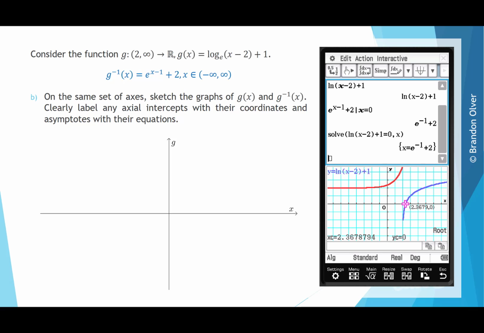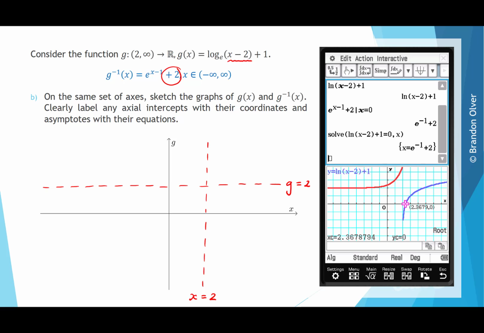So now that we've seen the sketch of the graph on the CAS calculator, we now need to transfer that onto our set of axes. And one of the things the calculator didn't help us find was the asymptotes. So we have a vertical asymptote here at x equals 2, and we know that due to the x minus 2 that's in the original function of g of x. For the inverse function, this plus 2 here tells us that our asymptote, which is a horizontal asymptote this time, occurs now when y is equal to 2.